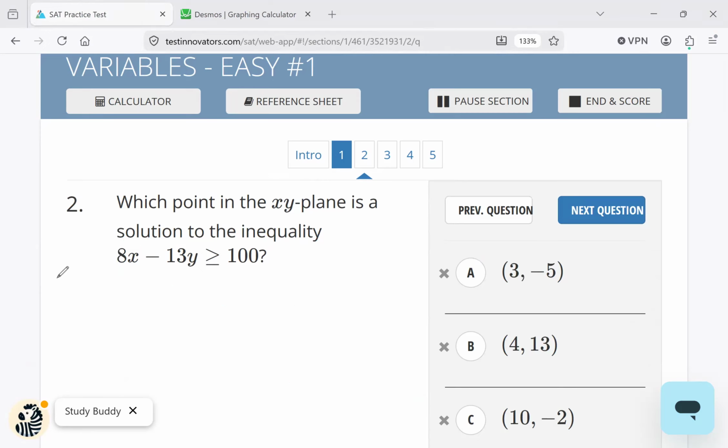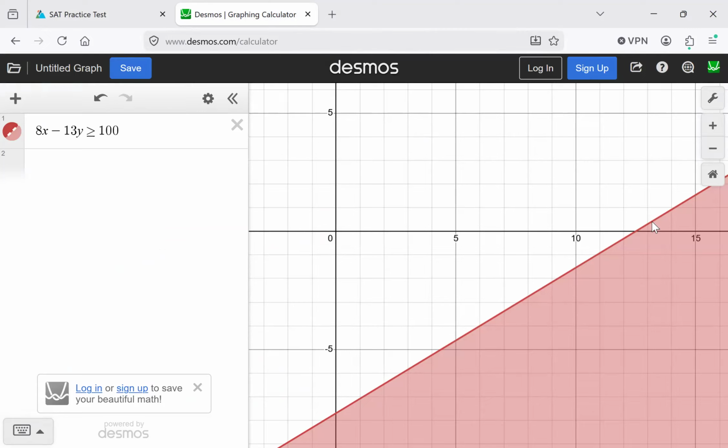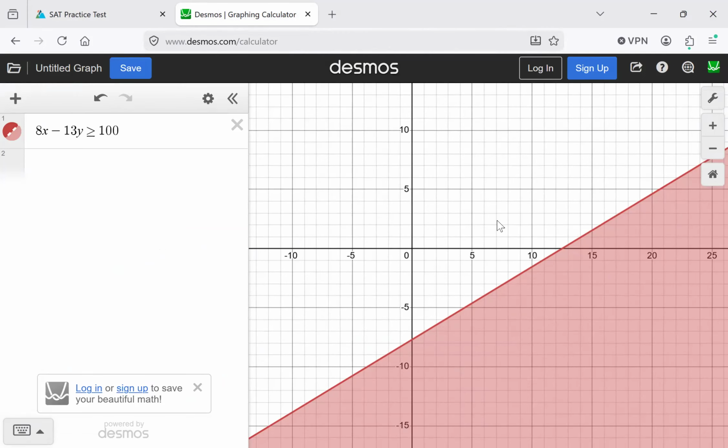Question 2 says, which point in the xy plane is a solution to the given inequality? 8x minus 13y is greater than or equal to 100. There are technically three ways you can do this. You can just put this in Desmos and figure out the boundary. Here I already put it in. The shaded region is what we can use, and the non-shaded region we can't use.